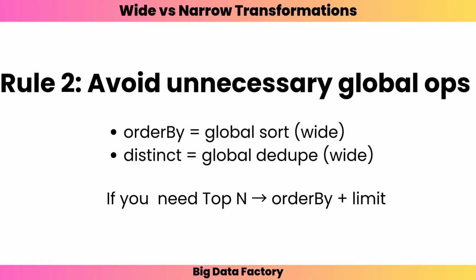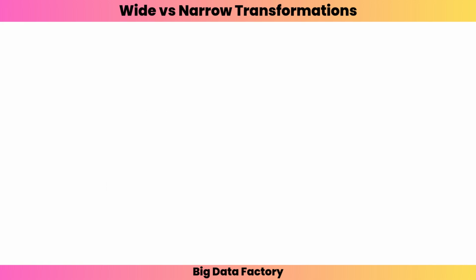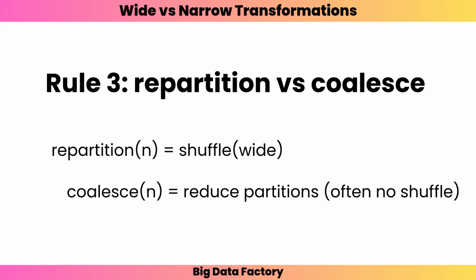Similarly, distinct can be wide and heavy. If your goal is to remove duplicates by a key, drop duplicates of key still triggers shuffle, but at least you control the columns and the meaning. So be intentional. Ask, do I really need global order, or do I really need distinct across the whole dataset?